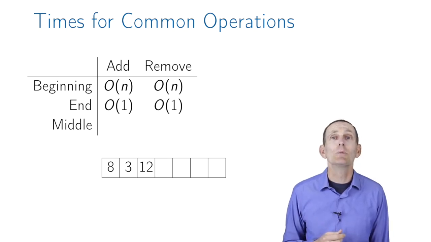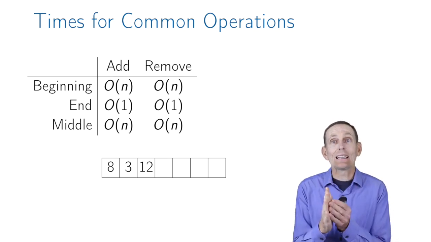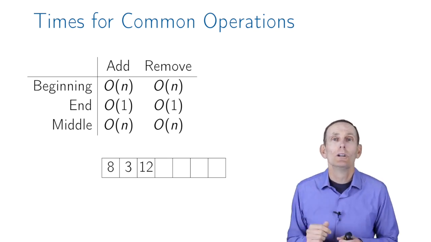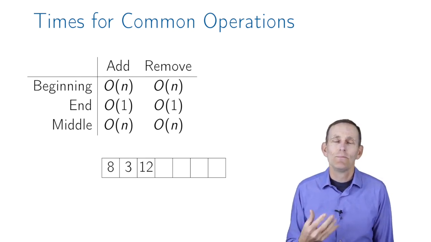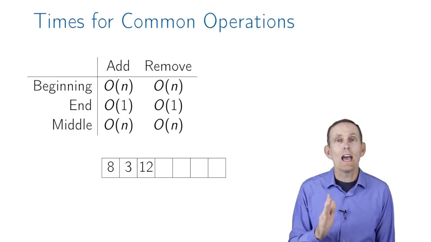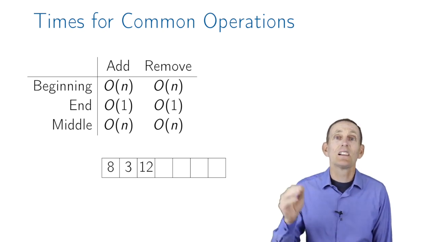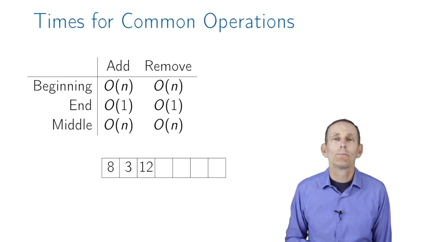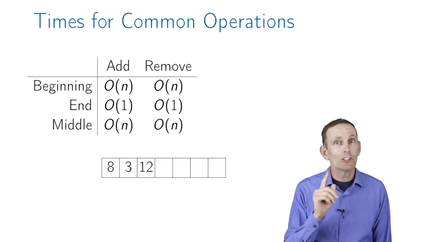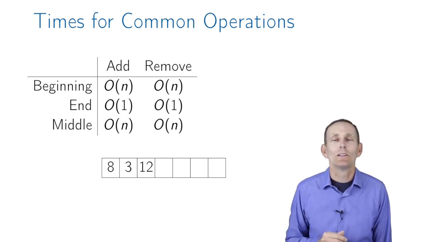And if we want to add or remove somewhere in the middle, again, that's order n operation. If we want to add exactly in the middle, we have to move n over 2 items, which is order n. Same thing for removal. So arrays are great if you want to add or remove at the end, but it's expensive if you want to add or remove in the middle or at the beginning.